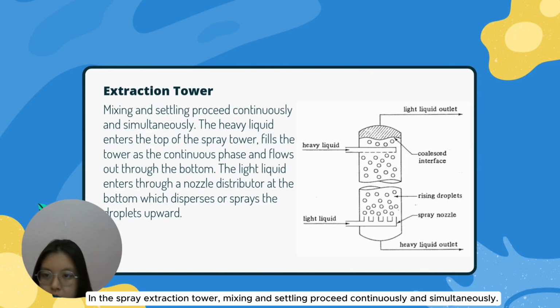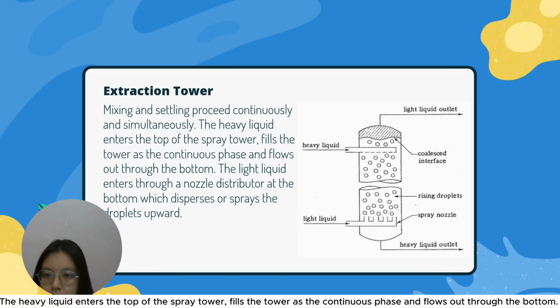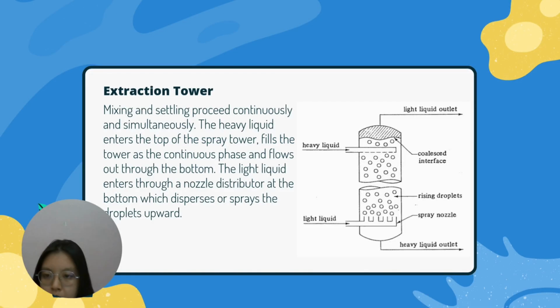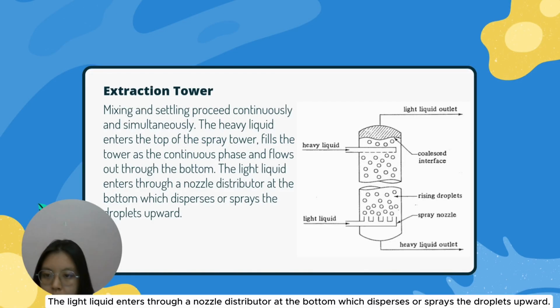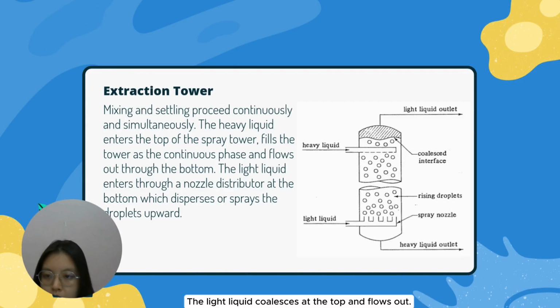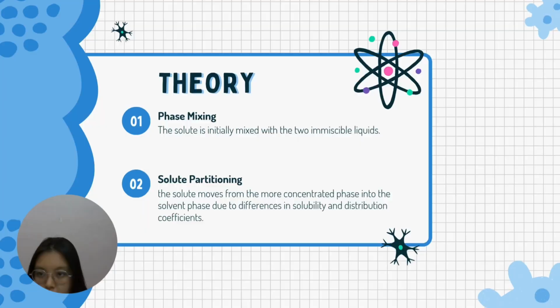In the spray extraction tower, mixing and settling proceed continuously and simultaneously. The heavy liquid enters the top of the spray tower, fills the tower as the continuous phase and flows out through the bottom. The light liquid enters through a nozzle distributor at the bottom, which disperses or sprays the droplets upward. The light liquid coalesces at the top and flows out.